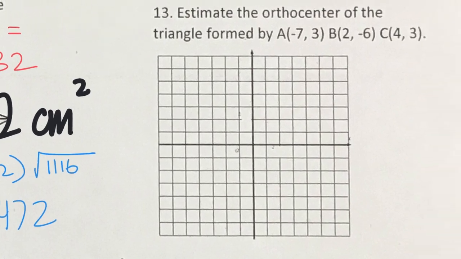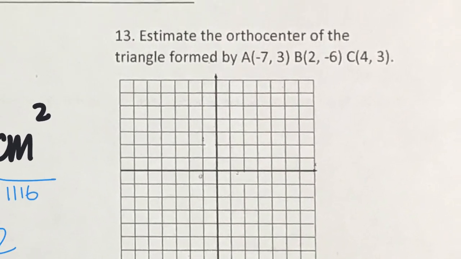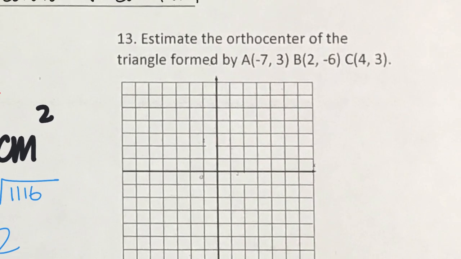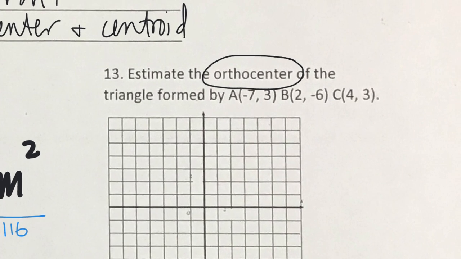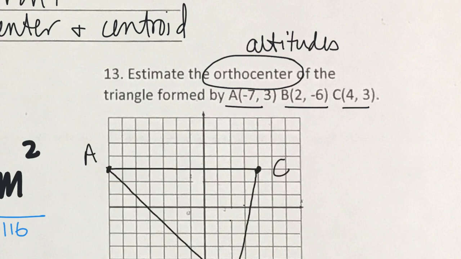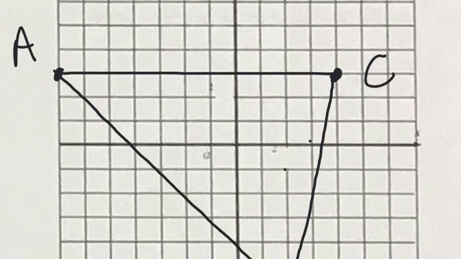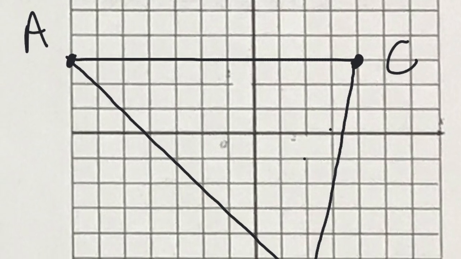Scooting over. Estimate the orthocenter of the triangle formed by these 3 points. If I want to find the orthocenter, what lines must I graph? I have to graph their altitudes. So first of all, let's plot these points on your graph and make a triangle. If we're going to find the orthocenter, then we need to find the altitudes, and the altitudes require us to draw a line perpendicular to the opposite side.